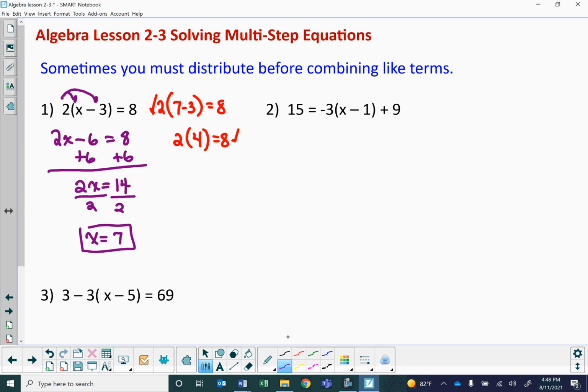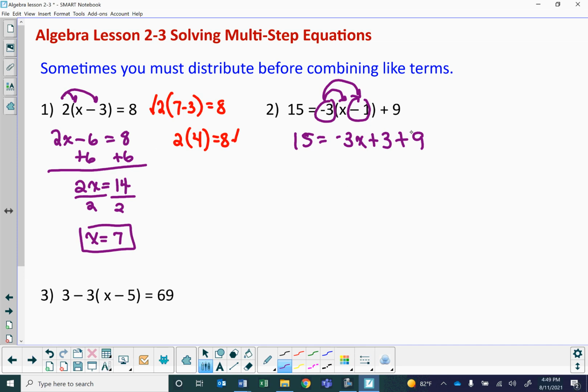Problem number 2 here. Be very careful with this negative sign. Keep my 15. Multiply my negative 3 through. So negative 3 times x is negative 3x. Negative 3 times negative 1 is positive 3. That's the biggest mistake most people make. They lose that negative sign on either the 3 or the 1, and it ends up to be negative, and that messes up everything. Plus 9.